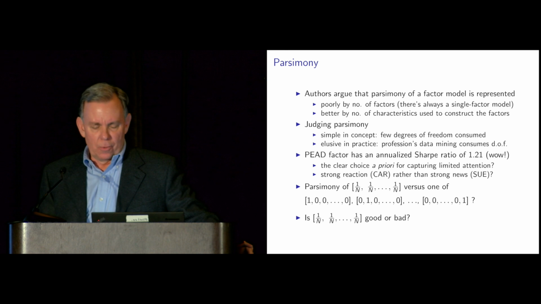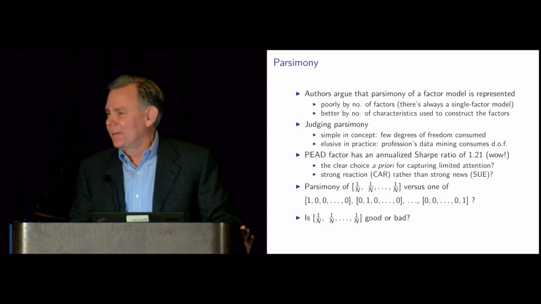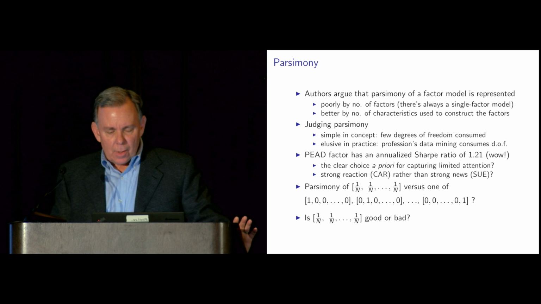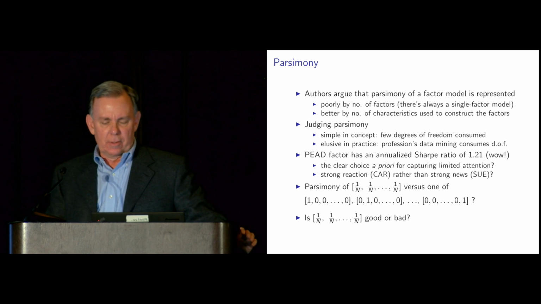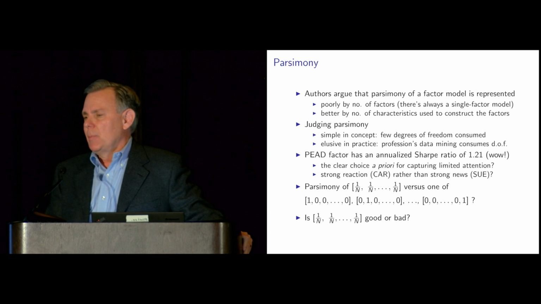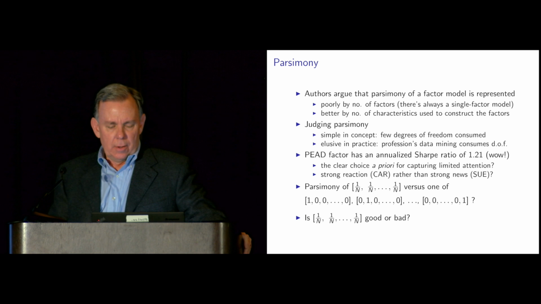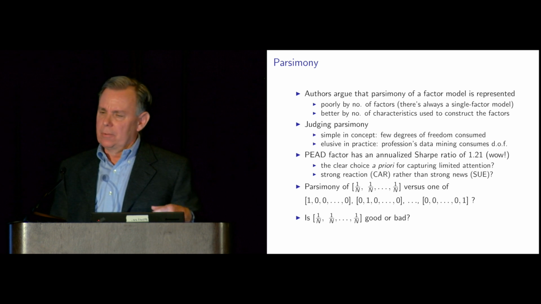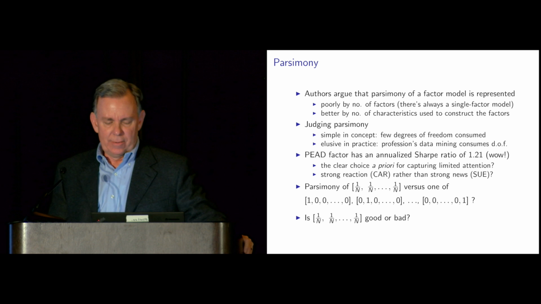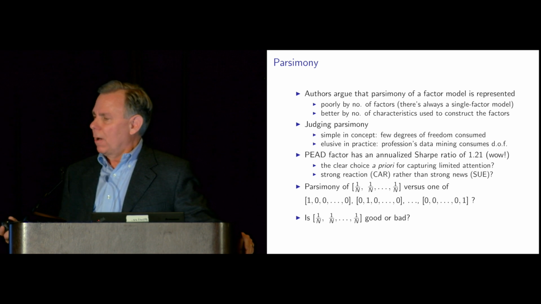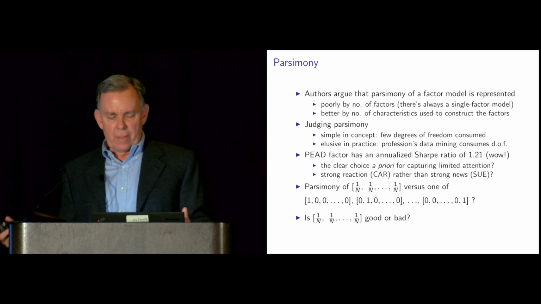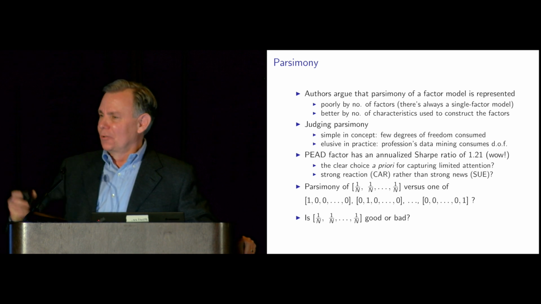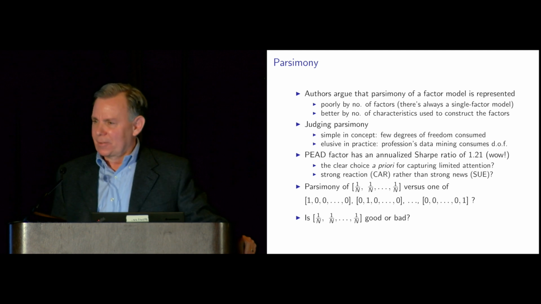This PEAD factor is doing a lot of work here. It's got a huge Sharpe ratio. The 1.21, I think, is the annualized Sharpe ratio. It's the biggest Sharpe ratio I've ever seen for a factor in a factor model. The question I raise here is, is this really the clear choice of a factor a priori for capturing limited attention? In particular, you're sorting here on a characteristic that is the reaction. In fact, you're basically buying stocks that reacted strongly, have a high CAR. You would think if you were looking a priori for a limited attention factor, you would look at the news rather than the reaction, right? So if you're going to be going long stuff that's underreacted, you would think you'd want to buy the stuff where the news was big, but the reaction was small, whereas instead you're buying stuff where the reaction was big.